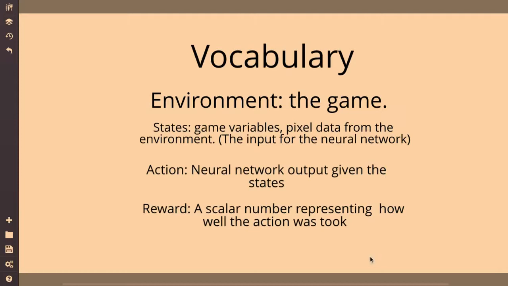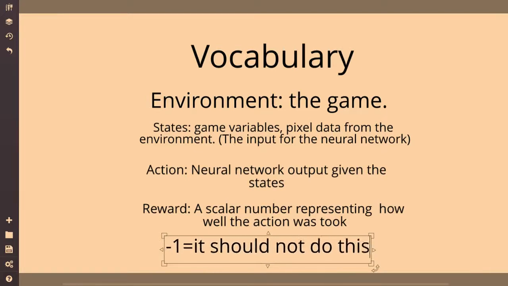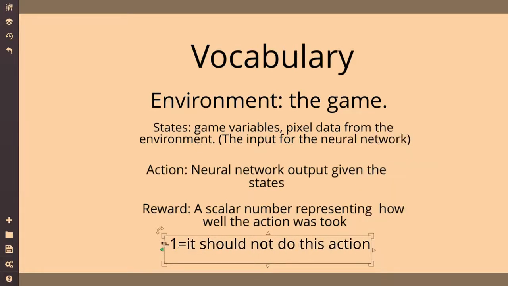For example, let's say our reward is -1. That typically means it should not do this action. We tell our simulator, our agent or computer, that it should not do this action. It's wrong, because it did something bad for the environment or the game. For example, a reward could be -1 if a player misses a ball.